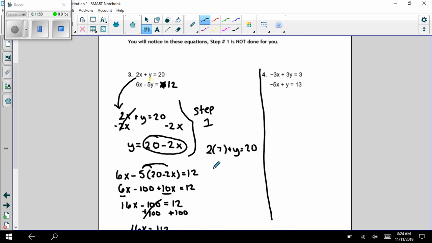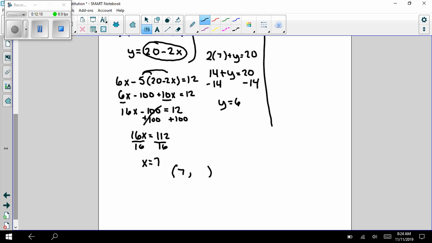And we're going to do that. The opposite of a positive 14 is negative, so I'm going to minus it. Y equals 6. We have found both our x and our y, so our solution by using substitution is 7, 6.